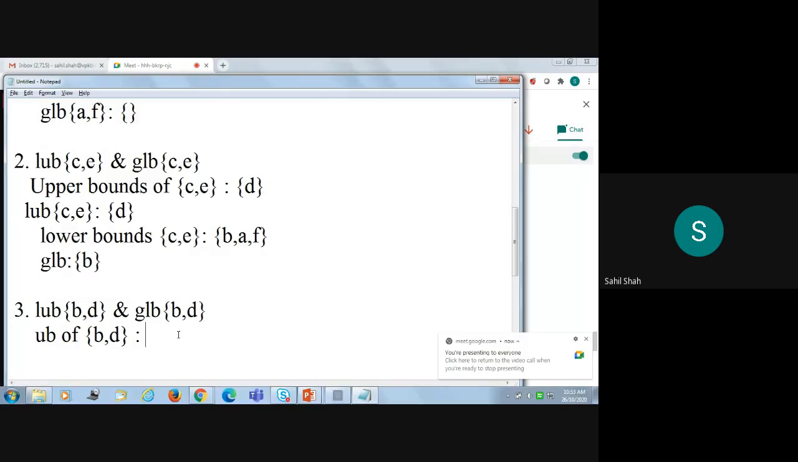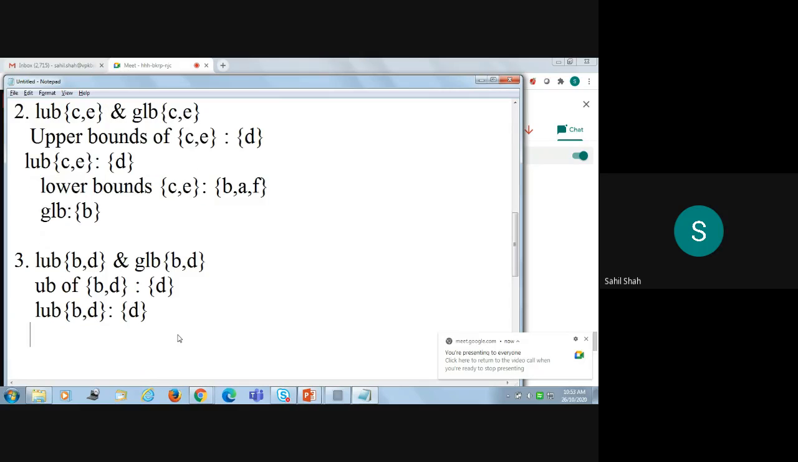Upper bound of B comma D: D. Lower bound of B comma D: B, A, F. Greatest lower bound of B comma D.